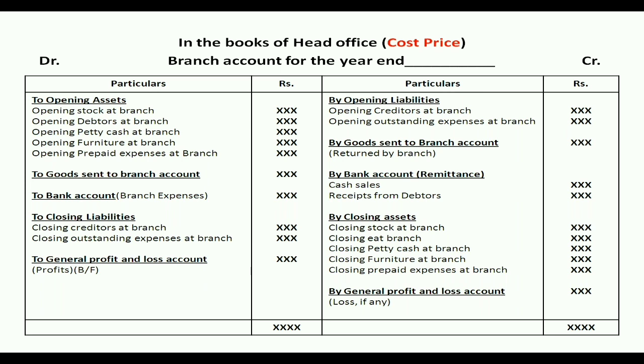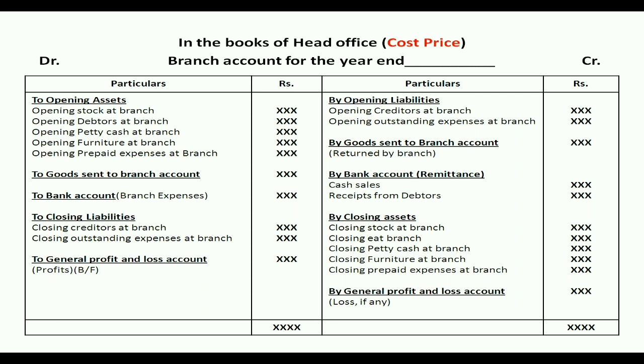Before that, let me brief you again with the format. So this is the format in the books of the cost price method. As you can see, we start from the debit side with opening assets, and on the credit side with opening liabilities. Whatever the opening date mentioned in the illustration, the particular assets and liabilities on that day, we take on the debit side as well as on the credit side.